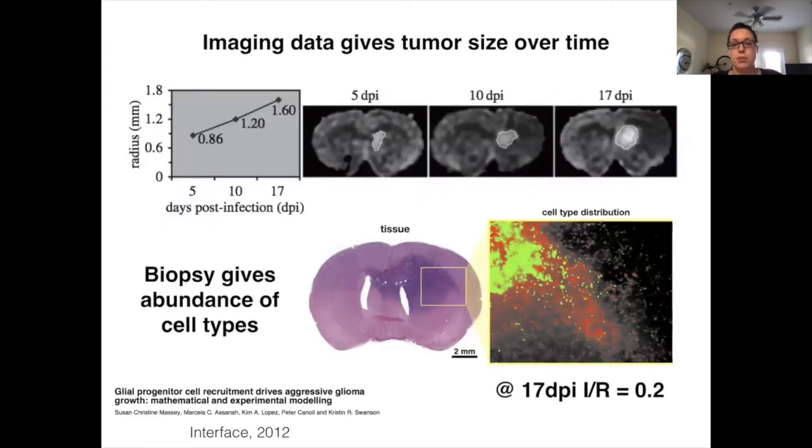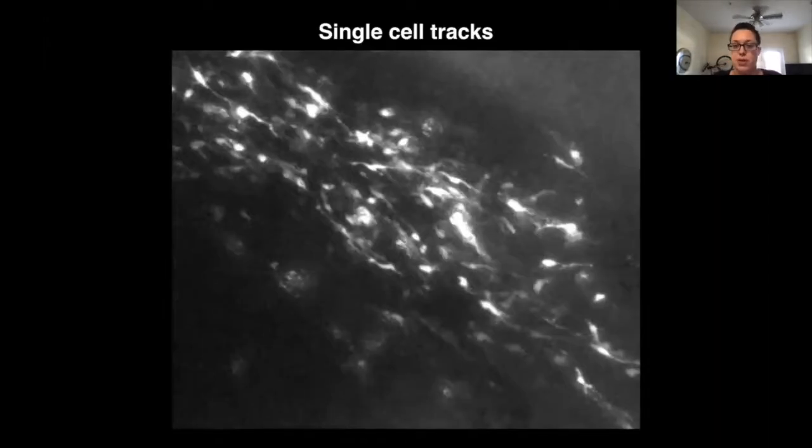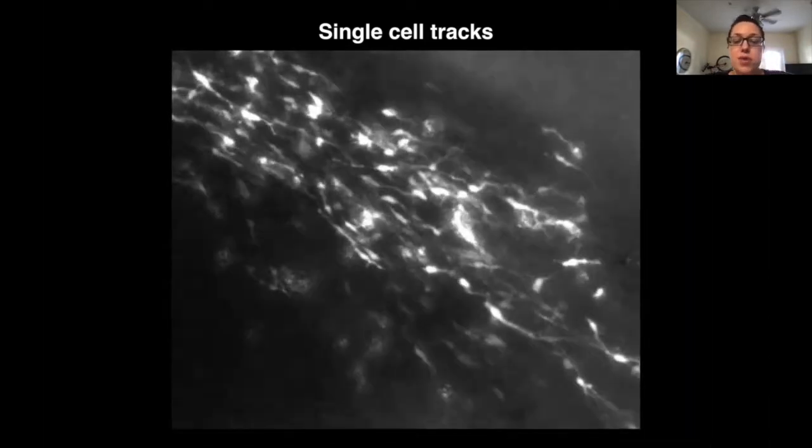So yeah, imaging data, this was already determined from Susan's paper. And then we have the ratio of these two different cell types at 17 days post-infection. And so this is just a biopsy in the core that we can match to. But the new stuff really here is the single cell data. And so here's a little movie of what this looks like.